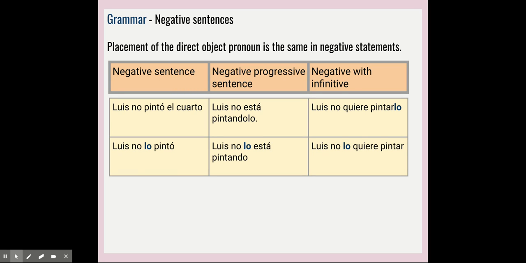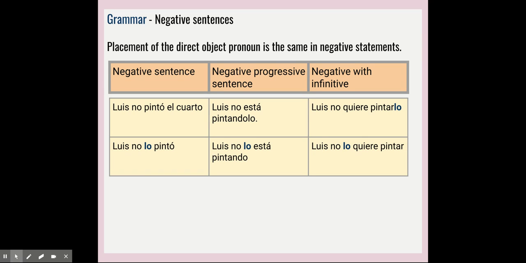Negative sentences. Placement of the direct object pronoun is the same in negative statements. Here we have an example. Luis no pintó el cuarto. Luis no está pintándolo. Luis no quiere pintarlo. Luis no lo pintó. Luis no lo está pintando. Luis no lo quiere pintar.